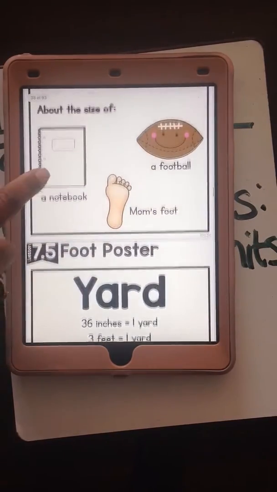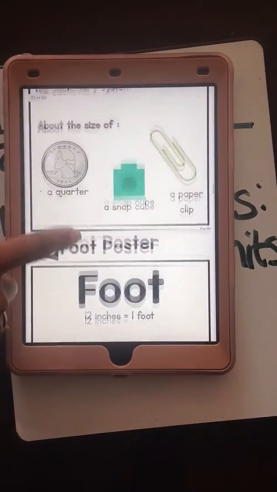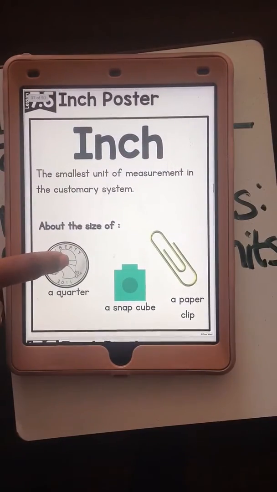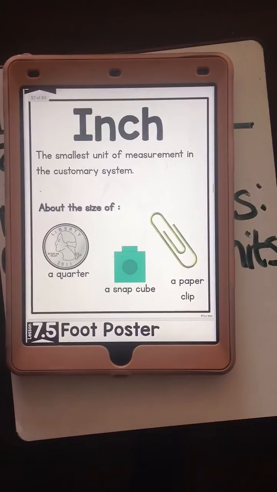If you guessed the foot, you are correct. The foot would be the quickest way to measure an anchor chart. You could also use inches to measure an anchor chart, because an anchor chart isn't so big that you would need to use a yardstick.